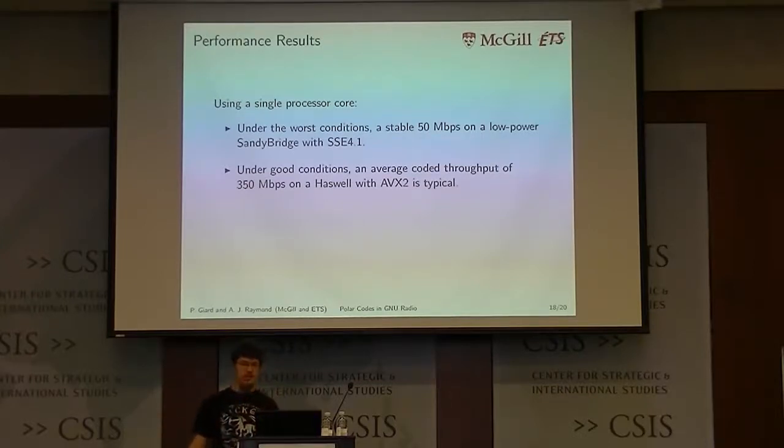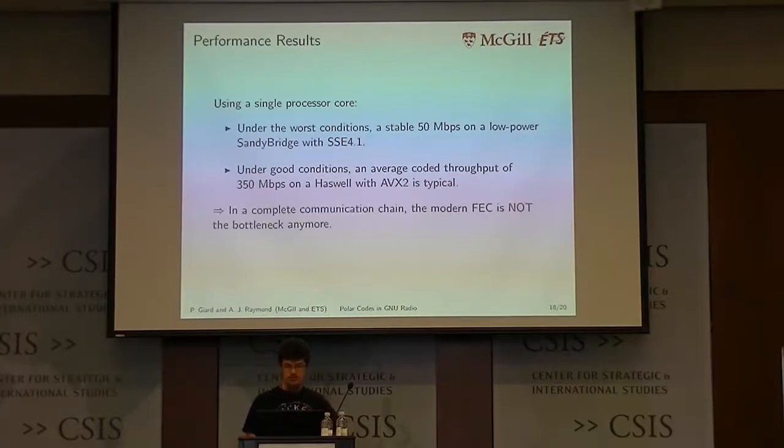Because for the rest of the complete chain, we did a bad job. I think we could get much better results than that. We have to look at this. Under good conditions, on a more recent Skylake AVX2 processor, we get easily a 250 megabits per second average throughput. So that's fairly good. It's not our best results. We didn't use all the tricks we had. We just wanted to have something quick that works.